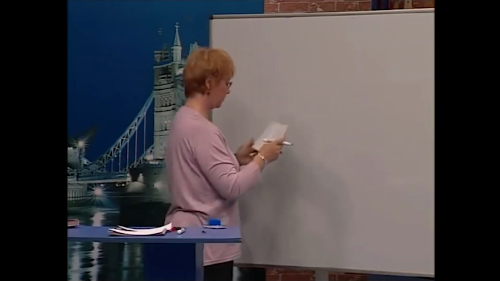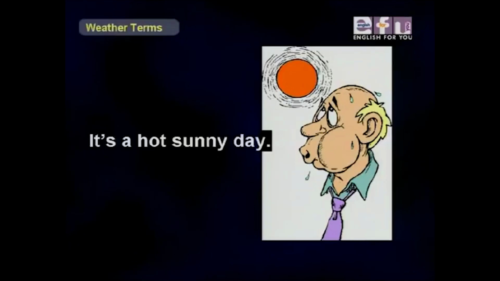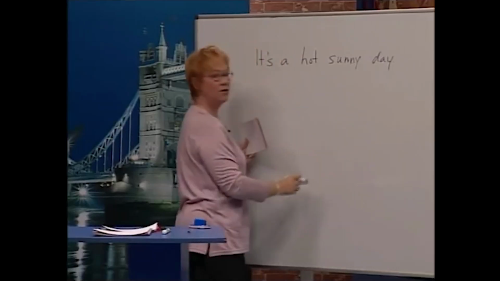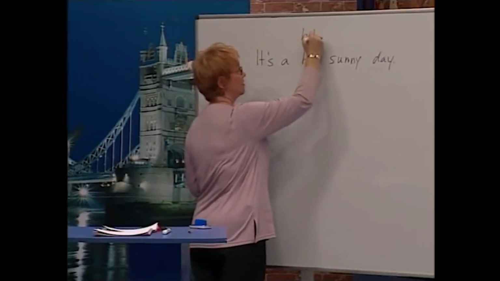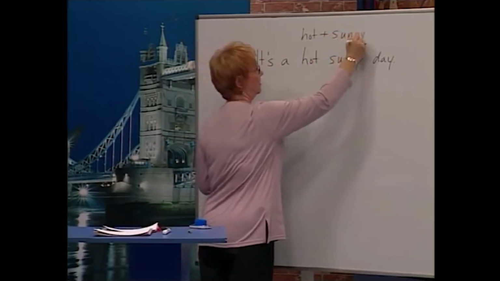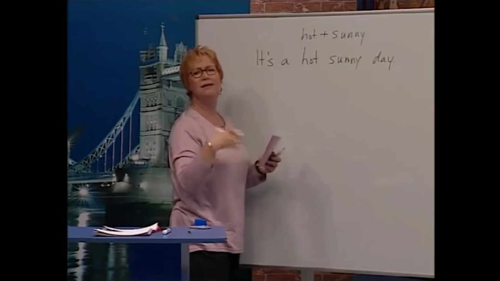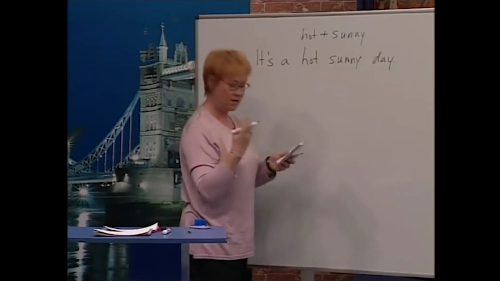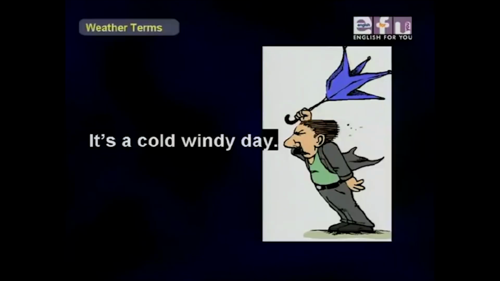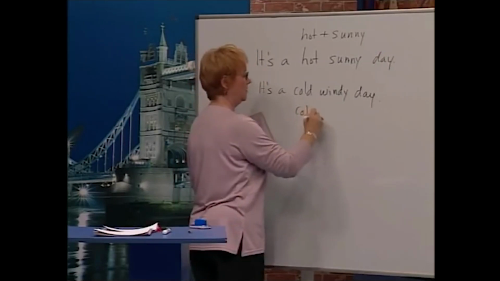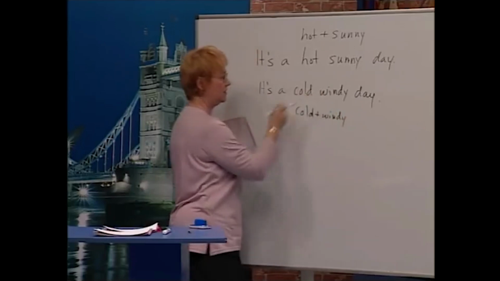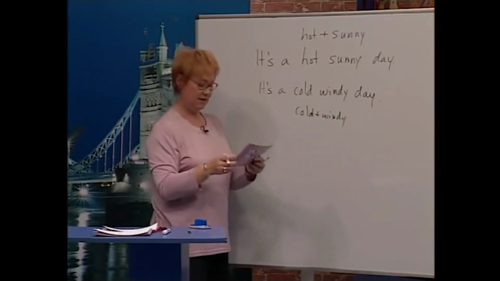For example, we can say, it's a hot, sunny day. We have hot plus sunny. We can put them together. It's a hot, sunny day. Or another example, it's a cold, windy day. Here we have cold plus windy, but we can put them together. It's a cold, windy day.